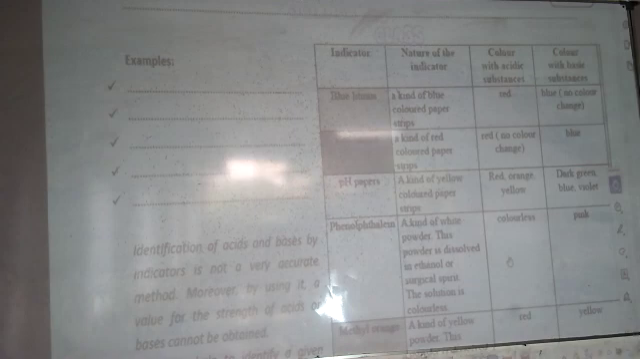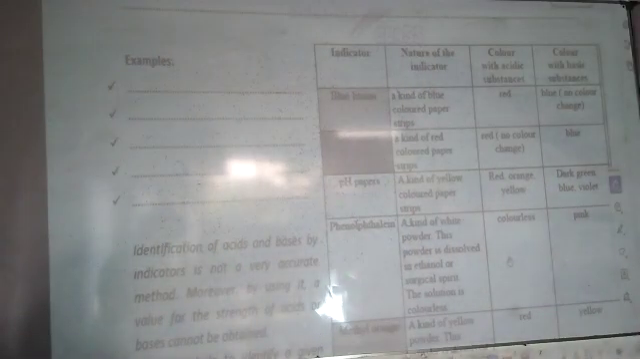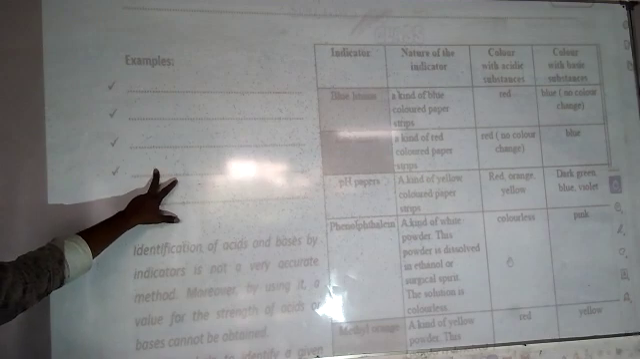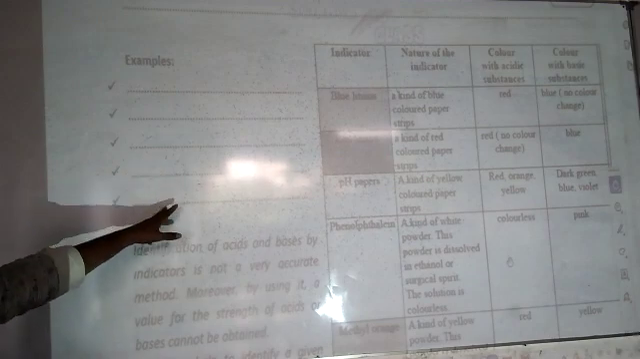Magnesium suspension. Magnesium hydroxide in water is a suspension. Right? Phenolphthalein, methyl orange, and then methyl red. The fourth one, you wrote methyl orange, right? And the fifth one, methyl red.